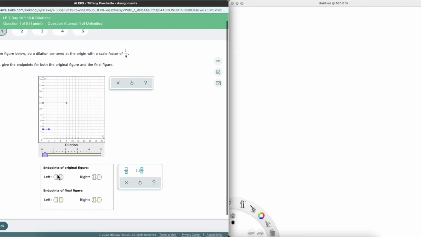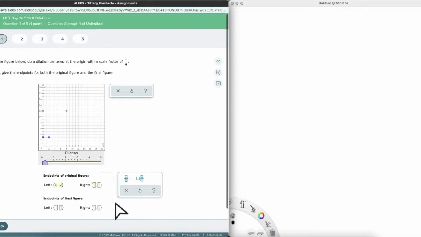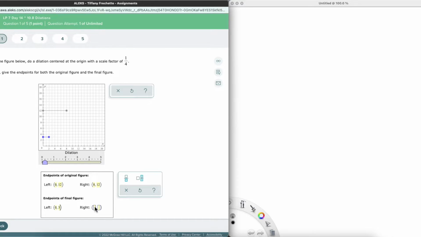All right, so if I'm looking at the original figure, the end point on the left was 0 and 12. And then on the right, that's going to be 8 and 12. And then on the final figure, I have 0 and 3. And on the right, I have 2 and 3.